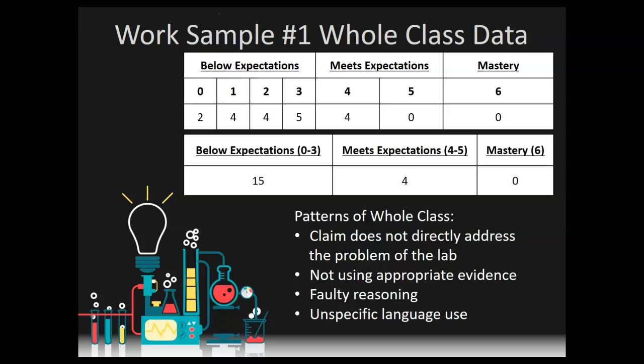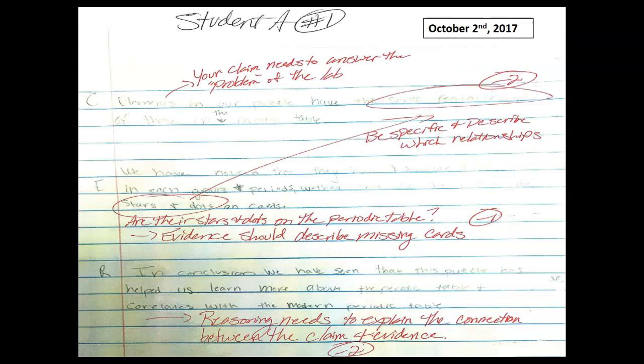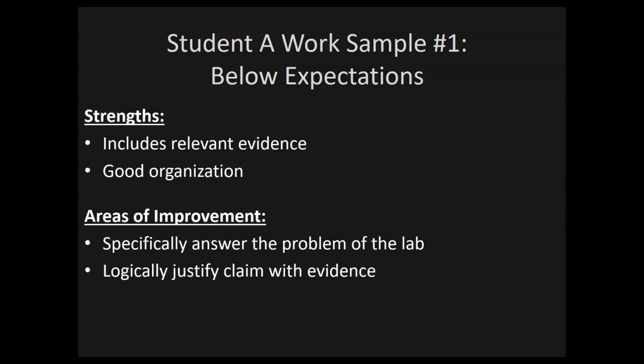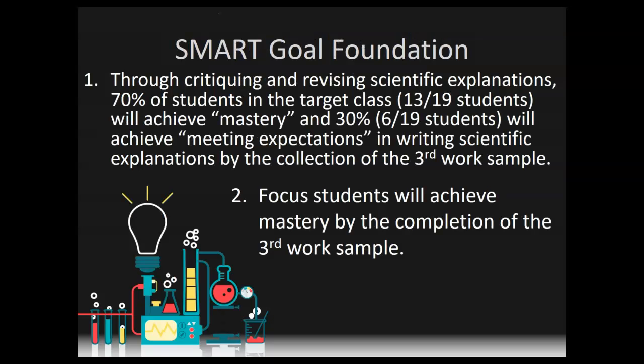And here's where they give us the example or work sample number 1. We can see here that most students in the class are below expectations. None have achieved mastery. They're giving us information about the entire class, but then they're also going to give us their targeted student's example. They're dating this example, and then they're noting in the next slide some of the strengths and some of the areas in need of improvement for that student.